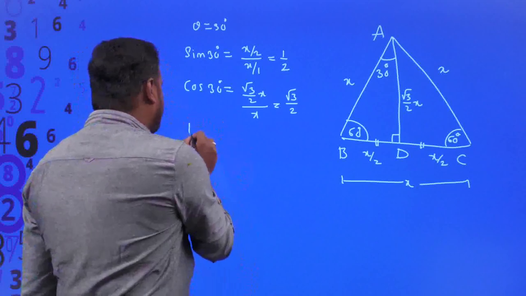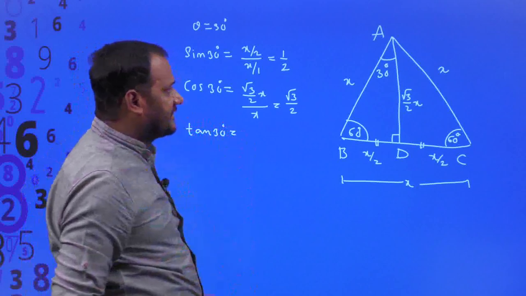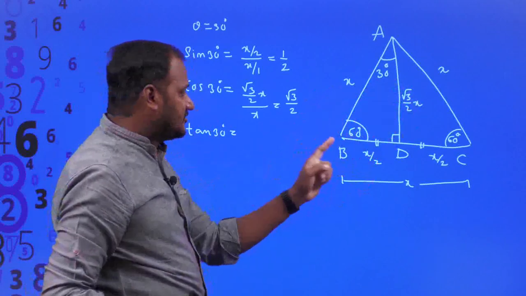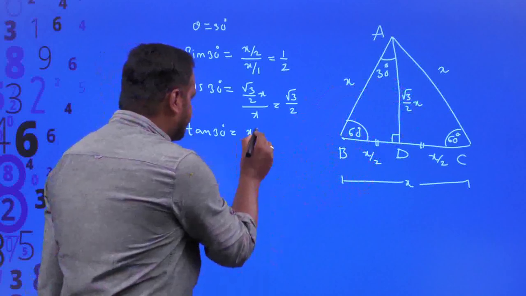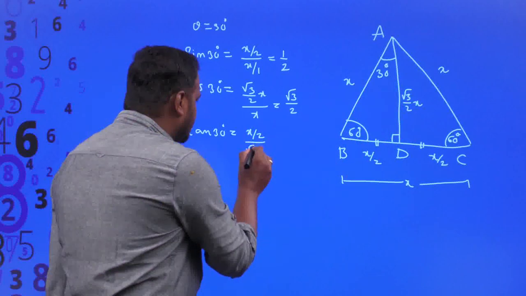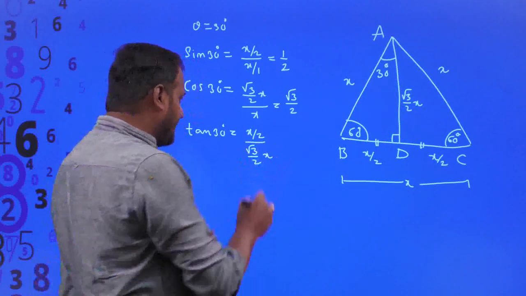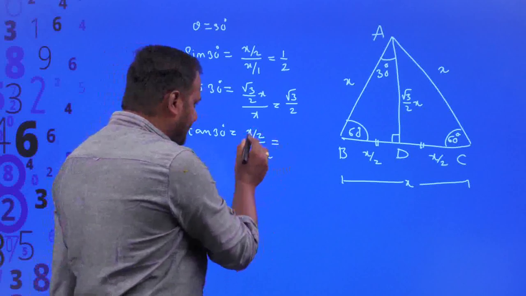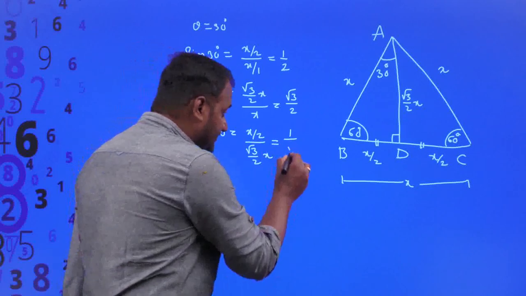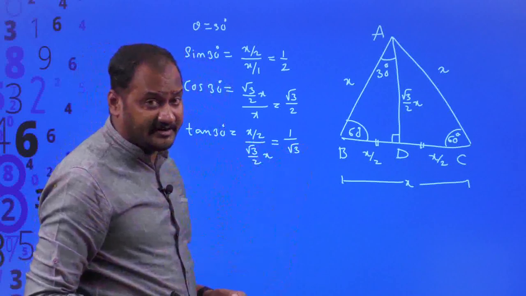Now, coming to tan. So, tan 30 degrees is equal to, what is the definition of tan theta? Side opposite to theta divided by side adjacent to theta. So, side opposite to theta here is x divided by 2, divided by side adjacent to theta, which is root 3 by 2 times x. When you cancel x by 2, you are left with 1 in the numerator, whereas the denominator is going to be root 3. So, the value of tan 30 degrees is equal to 1 divided by root 3.